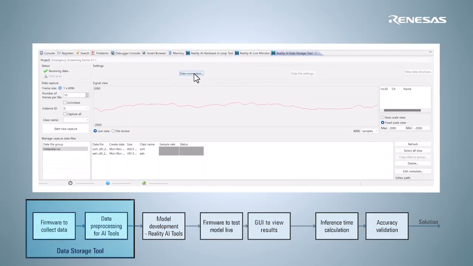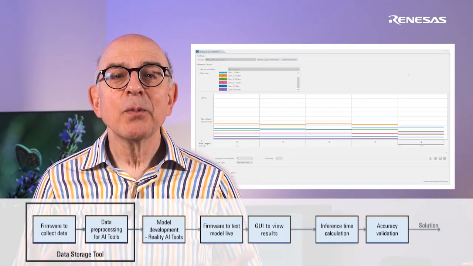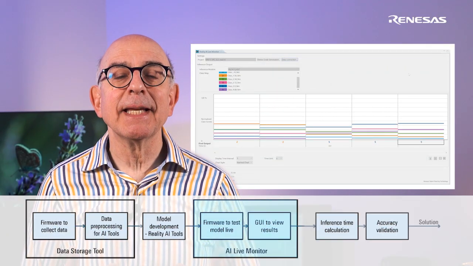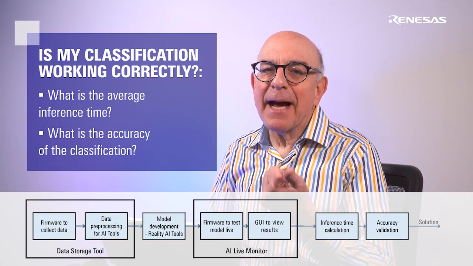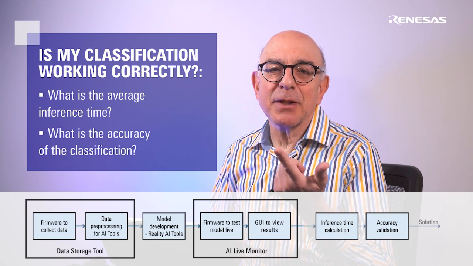The Renesas RAI data collector gives you the highest fidelity between training data and the real-time data because the training data is taken through your own hardware platform. We've also talked about the AI Live Monitor, which gives you real-time performance information about how your models are performing in application. But when it comes to that third point, the answer actually has 2 parts. What is the average inference time? And what is the accuracy of the classification?